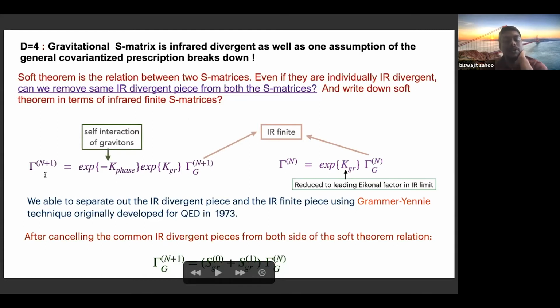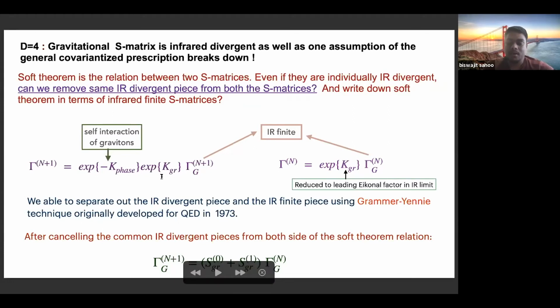So what we are going to do is start with an n plus 1 point amplitude, and try to exponentiate the full IR divergent piece from this amplitude and write it in terms of some IR finite part of this amplitude, which we will denote by gamma n plus 1 g, and this g will be clear later. Then also try to exponentiate the IR divergent piece from the gamma n amplitude in terms of the IR finite piece. This can be done, at least when the loop momenta are smaller than the finite energy particles' momenta in the IR limit.